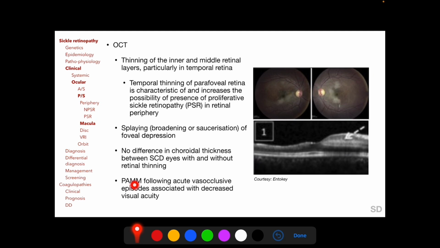Paracentral acute middle maculopathy, which we have discussed in earlier sessions and as seen here in this OCT, can occur following acute vaso-occlusion in retinal capillaries and is associated with decreased visual acuity. These two fundus photographs belong to a patient with sickle cell disease showing grayish-white patches of PAMM nasal to the fovea in either eye, and this is the OCT scan of the right eye showing PAMM nasal to the fovea and the characteristic temporal macular thinning of sickle cell disease.